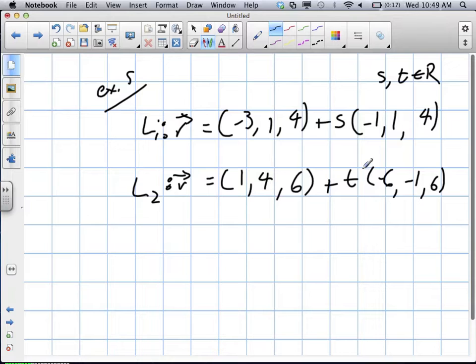Okay. Now remember we had 4 cases. What we want to do is actually disprove two of them right off the bat. And the two cases we're going to try to disprove off the bat are what we called case 2 and 3, which were parallel and/or coincident lines.